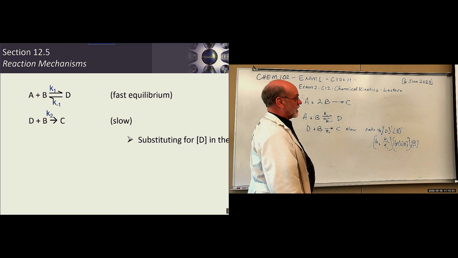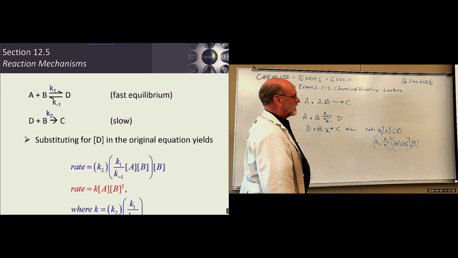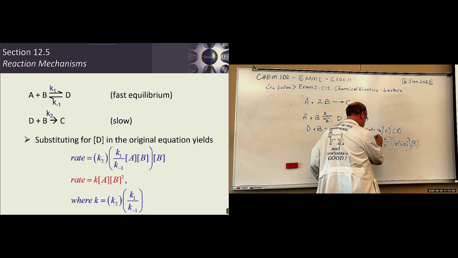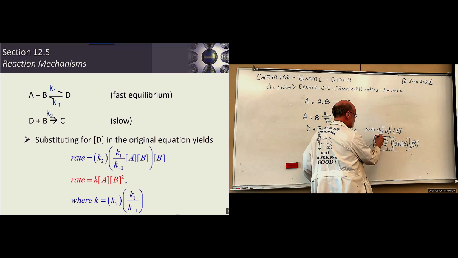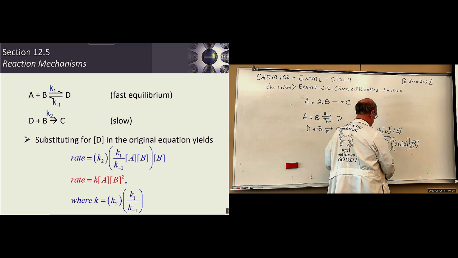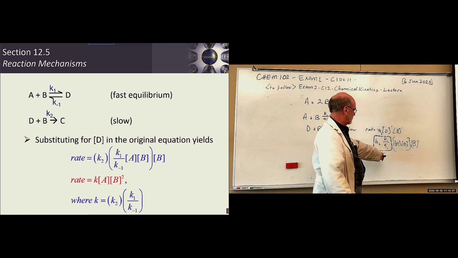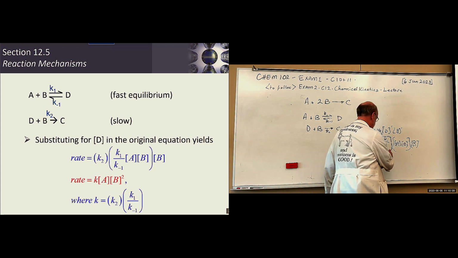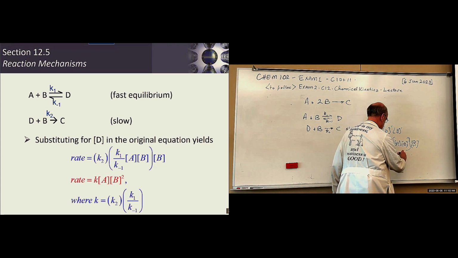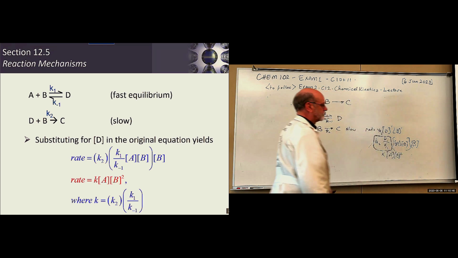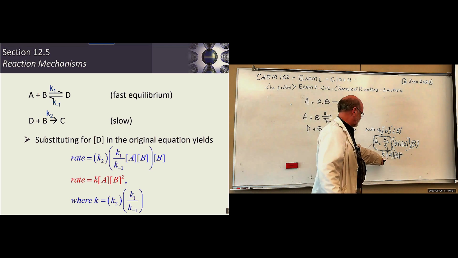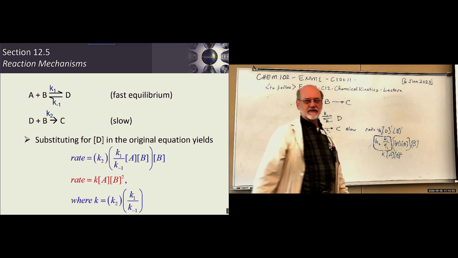So the overall rate law then, these are elementary step rate constants, and they all equal the overall rate constant, K. Then we have A here, and we have B squared. Right, so that's your overall rate law based upon these elementary steps.